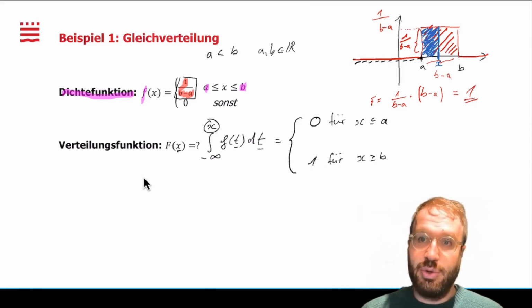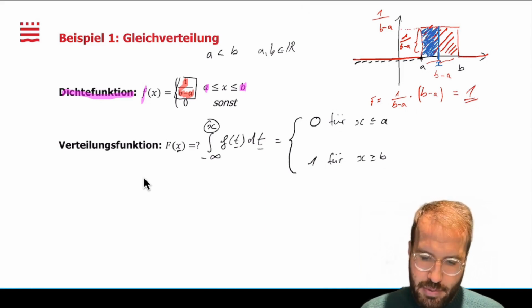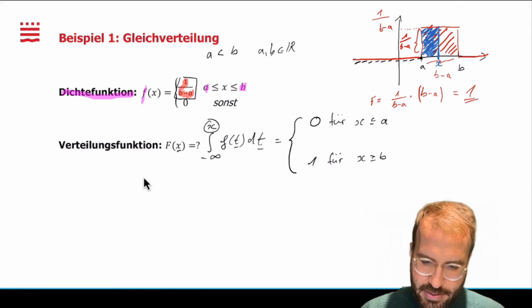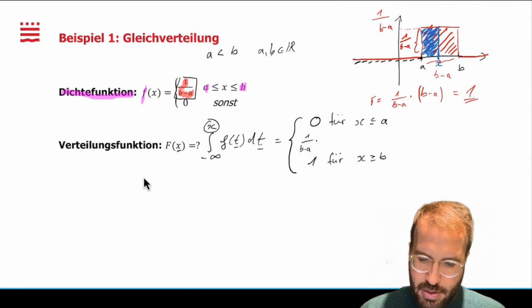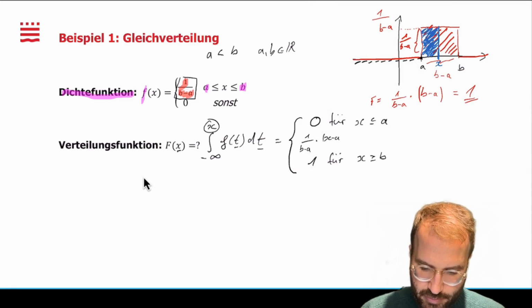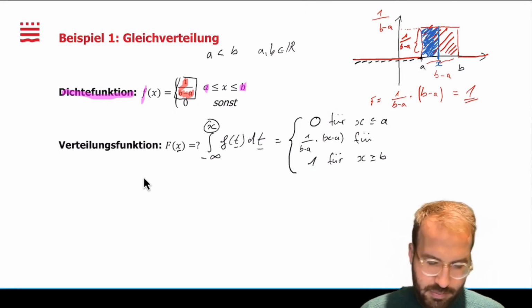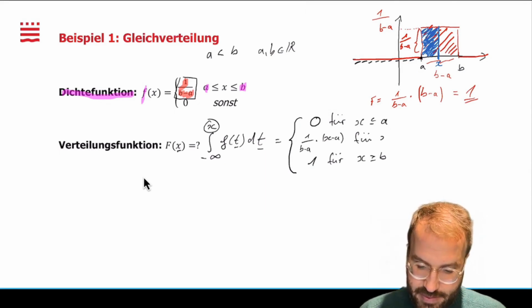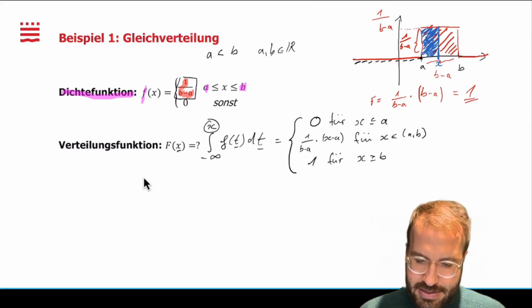And we can do that again by multiplying height by width. The height is again 1 divided by b minus a, times the lateral length, which is now x minus a. And that is then the result, which could be summarized now. But essentially it is that for x in the interval from a to b. And now we can consider what happens at these points a and b.